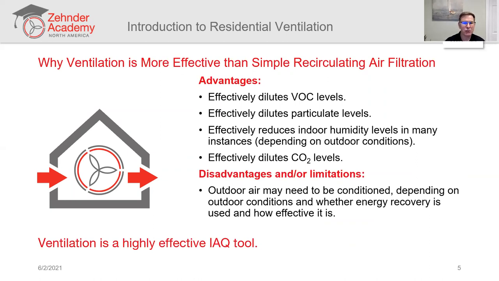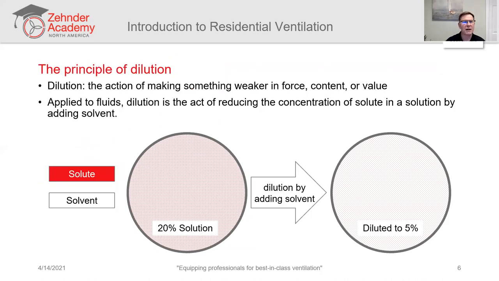but there's one major disadvantage of ventilation as an air quality solution, and that is that if you just change outdoor air with indoor air, you're giving up some energy that's been spent to condition the indoor air. But aside from that disadvantage, ventilation has been shown to be a very highly effective indoor air quality tool. So that's the why. We'll talk about the what. What exactly is ventilation? When we talk about ventilation in buildings, we want to kind of look at it in terms of dilution. So dilution is when you make something weaker.